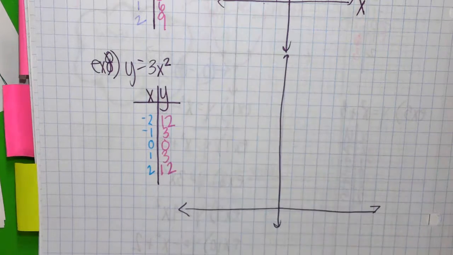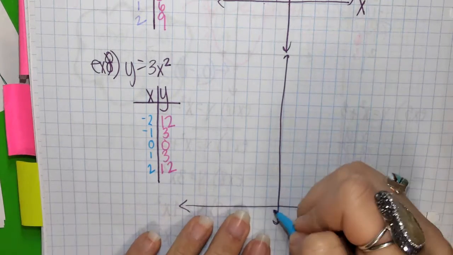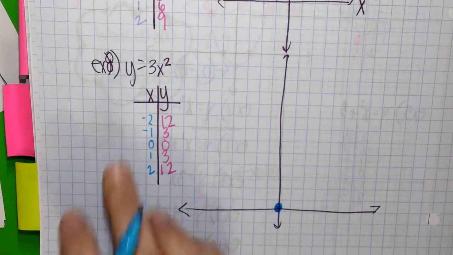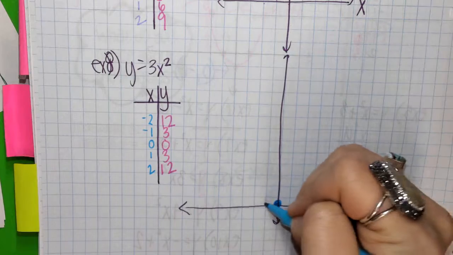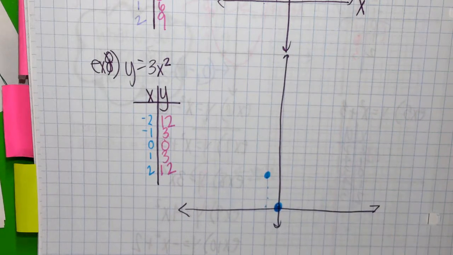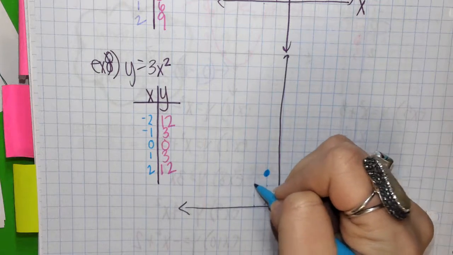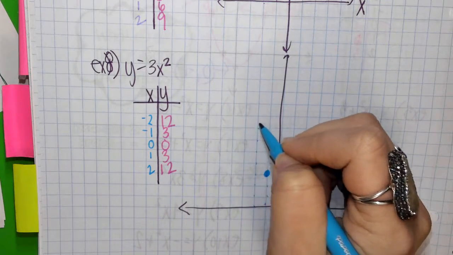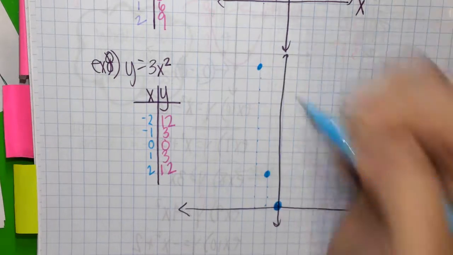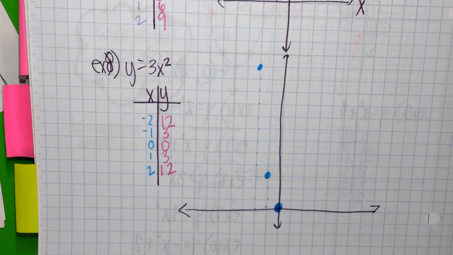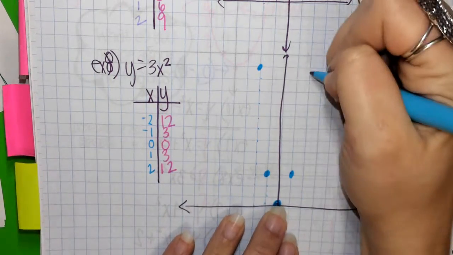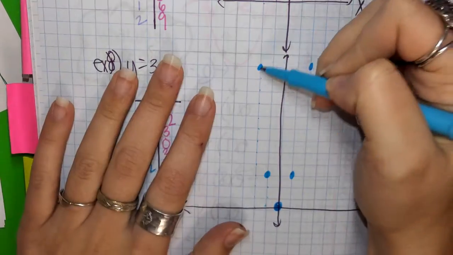Okay, so our vertex is what point? 0, 0. Okay, and then my next point is -1, 3. So I would go left 1, up 1, 2, 3. And then -2, 12. I would go left 2, up 1, 2, 3, 4, 5, 6, 7, 8, 9, 10, 11, 12. Now, is this where it repeats? Sí. So can I just plot my points on the opposite side? Sí. As long as it's the same units away.